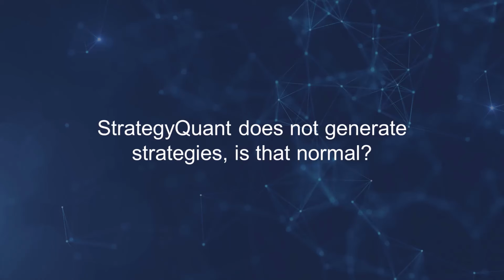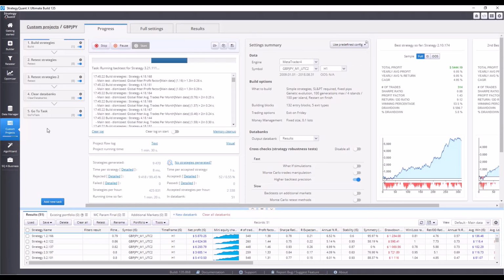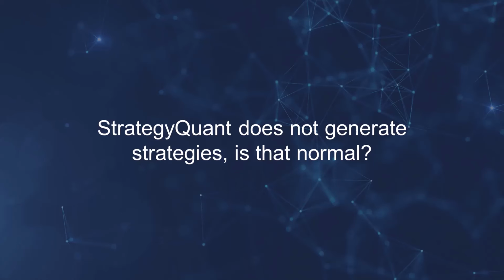If you look at the progress of your build today, you can see for yourself that everything is working and strategies are being built. Of course, how many strategies are generated always depends on the performance of the computer, but even on an average laptop, you should have the first few strategies already, maybe two or three, but you should have something.